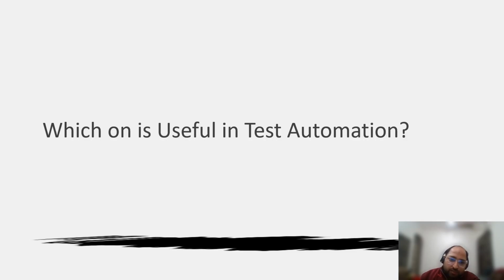There is a spelling mistake, sorry for that. So which one is useful for test automation? As per my experience, we usually store the values and access them. Sometimes we get them through the indexes by running a for loop, sometimes we use the enhanced for loop. So usually we store the values and retrieve the values. For test automation, ArrayList is suitable.